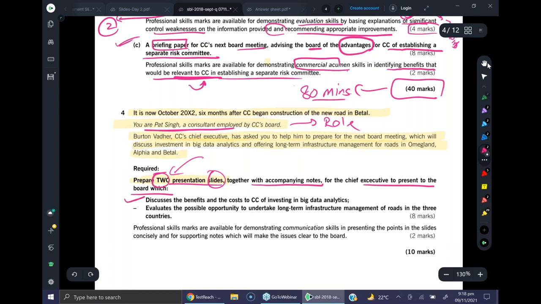The first slide will discuss the benefits and costs both. So don't only talk about benefits, but the cost of CC investing in big data. Maybe I'll talk about 2 benefits and 2 costs, because on one slide, how many bullet points should we have? That's part of effective communication. On one slide, we should have 3 bullets. Okay. Can I get more answers? Oh, 2 to 3.